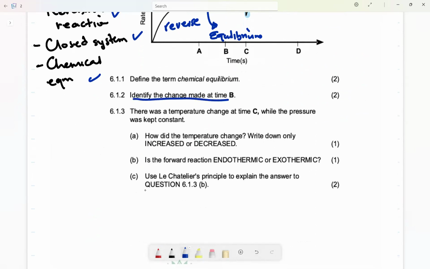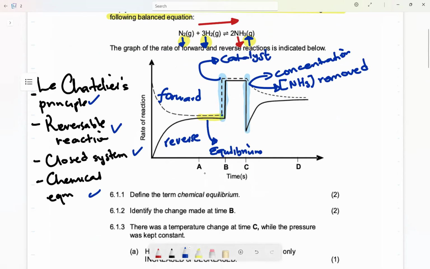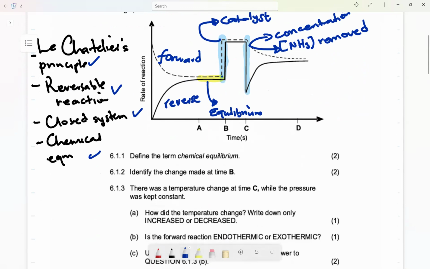6.1.2. Identify the change made at time B. At time B, what did we say? We said it is a catalyst. Why? The rate of the reverse reaction as well as the rate of the forward reaction increased equally. Now they ask us to identify the change.